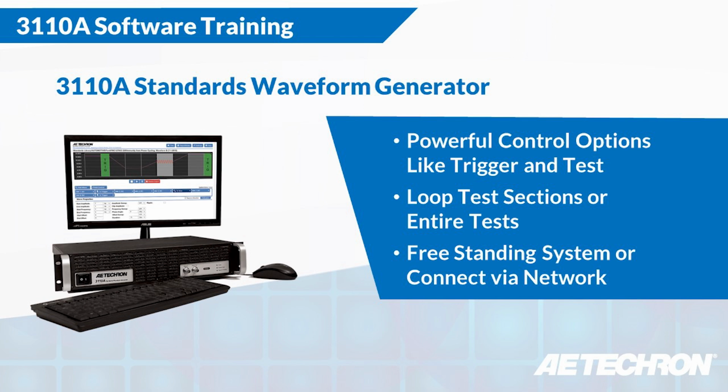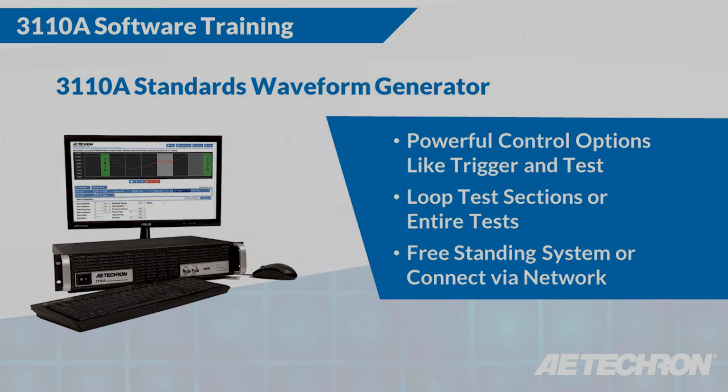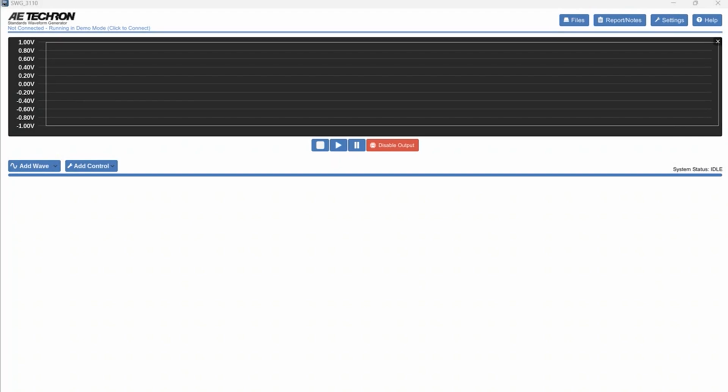In this video, we will provide basic operating instructions for the 3110A. This is just a basic overview. Please see the 3110A help manual for more complete details and instructions. The unit has 4 main menus, accessible on the top right of the screen.